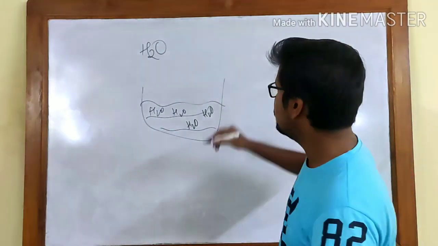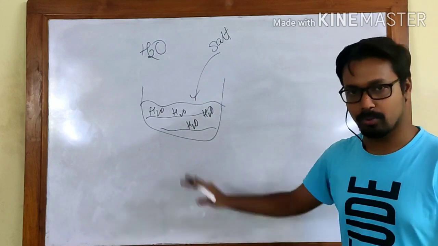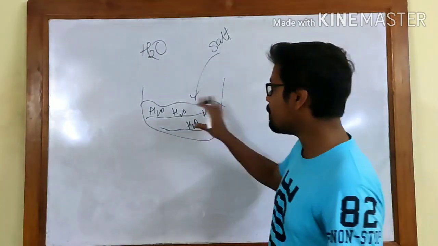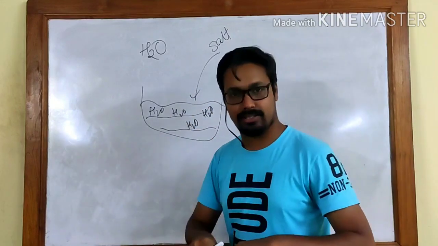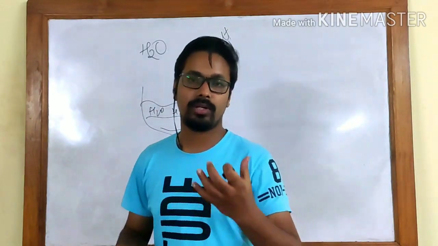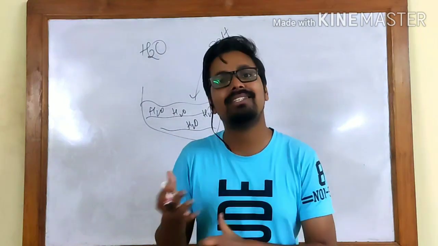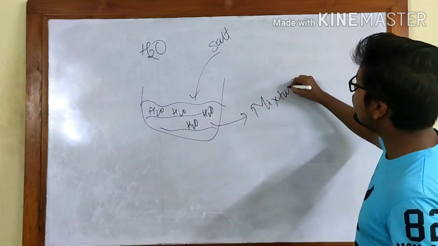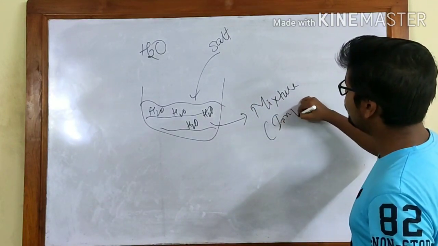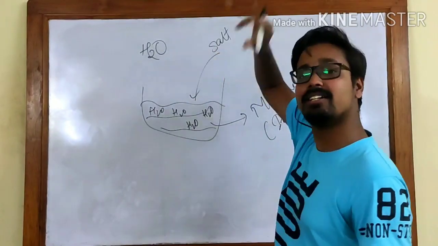What I said, salt. Suppose we add some salt to this water. Salt and water mix. If you take a glass of water and add some salt, what becomes of this is a mixture. So when you add salt to it, it becomes a mixture. It is no longer a pure compound. Mixtures are always impure. Why? Because salt is another molecule.